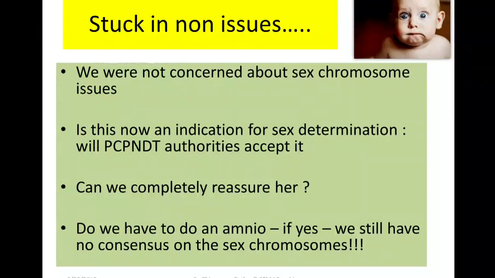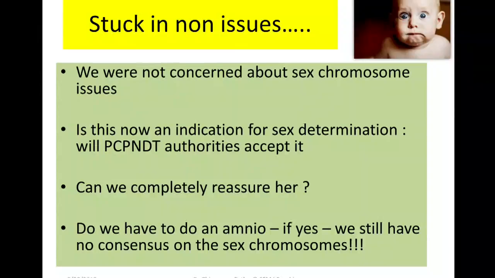Now, could we use this as a reason to do sex determination if we did an invasive test, based on our present PCPNDT regulations? Nobody had a correct answer for it. Could we completely reassure her? No, we couldn't, because there is something which is not so correct on the screening test. And do we still have to do an amnio? If yes, what is the consensus on the sex chromosomes?